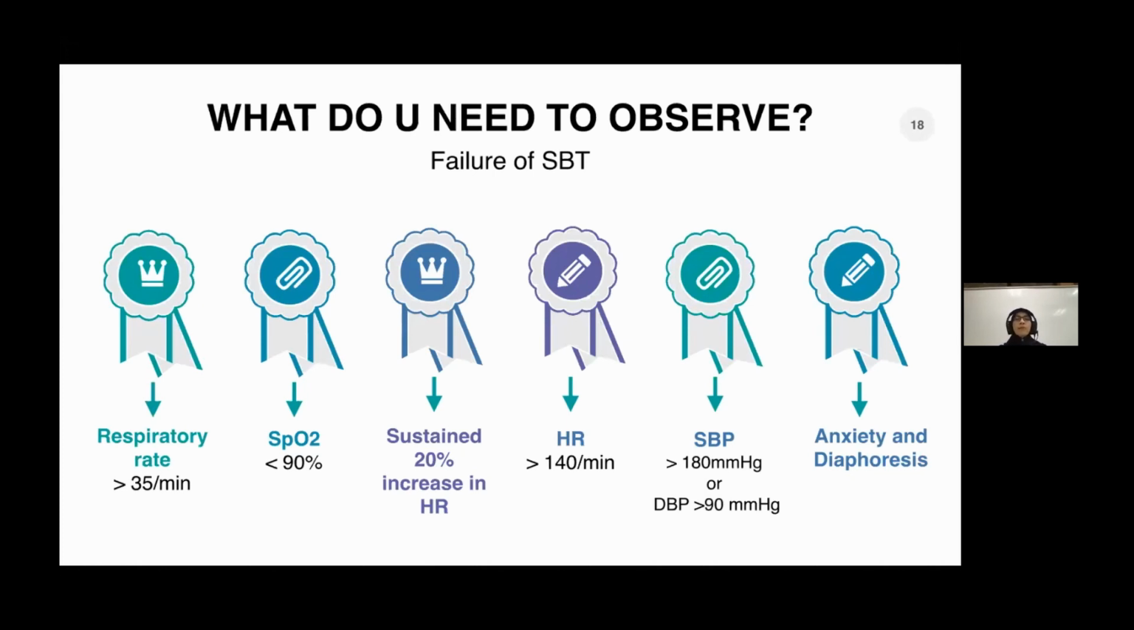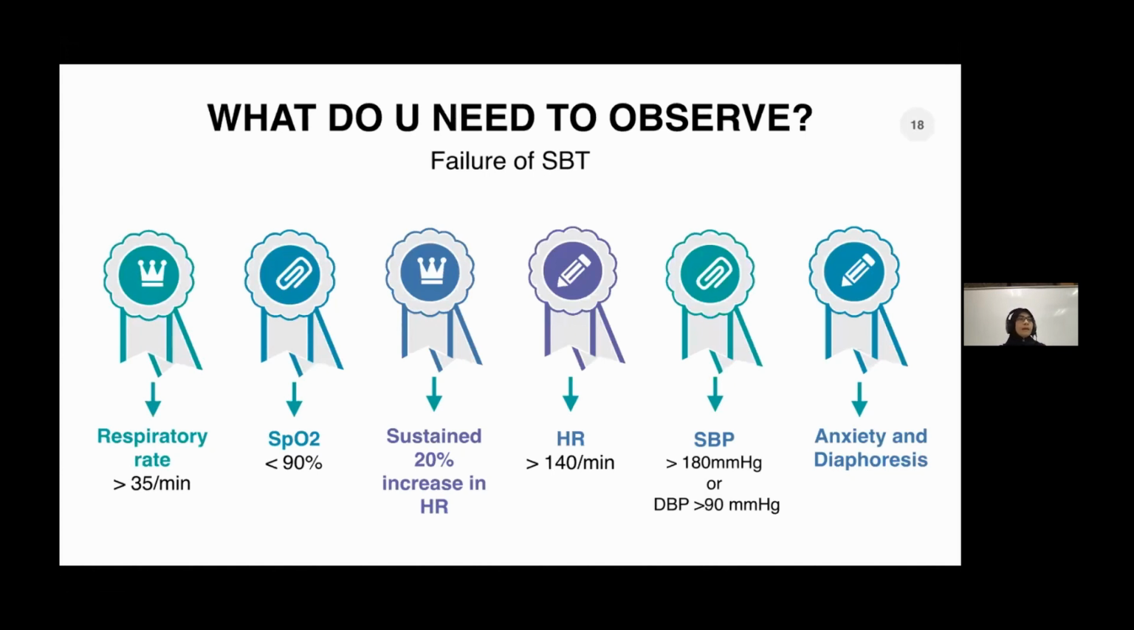If the heart rate is increasing to more than 140 per minute, or the systolic blood pressure is worsening from the initial blood pressure to more than 180 millimeters of mercury systolic or diastolic more than 90, please be extra careful. Or if the patient comes to you with diaphoresis, this is one of the subtle signs that most of the time we miss. If the patient starts to sweat, you know something is wrong.